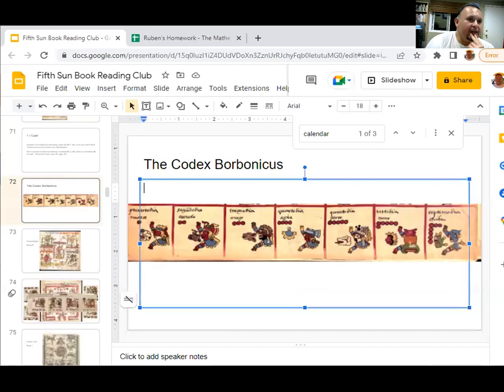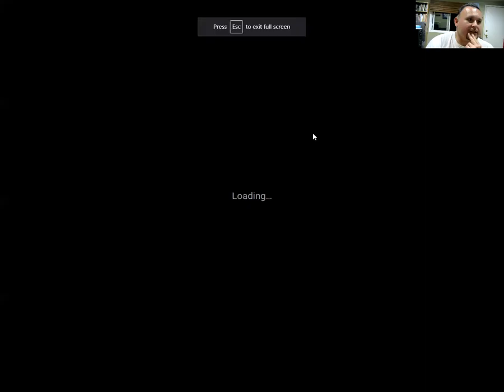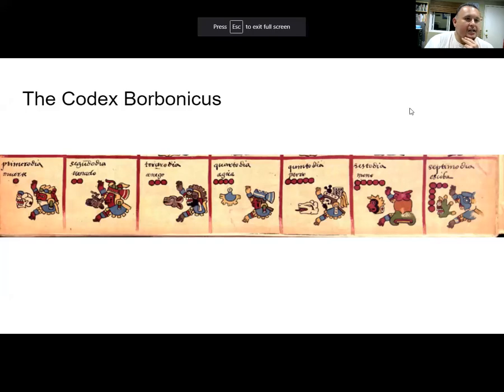So right here we have this is the Codex Borgia. Okay, Codex Borgia is, there's a debate. A lot of people think it's pre-Columbian, but it's not completely certain. And the biggest reason why is because there's Spanish writing on it. Obviously the Codex Borgia that I just showed you had no Spanish writing. That's definitely pre-Columbian, but this one has Spanish writing.